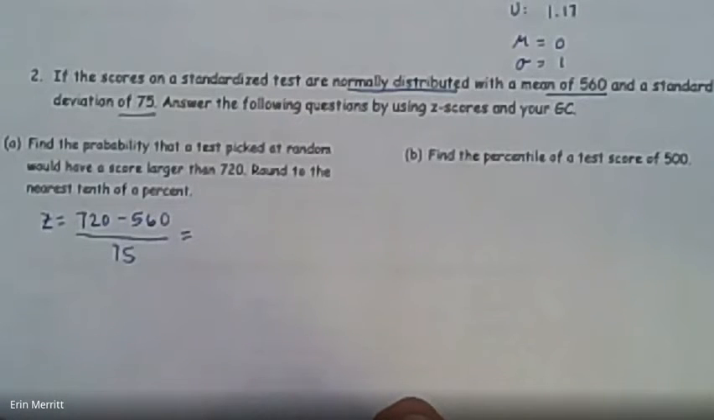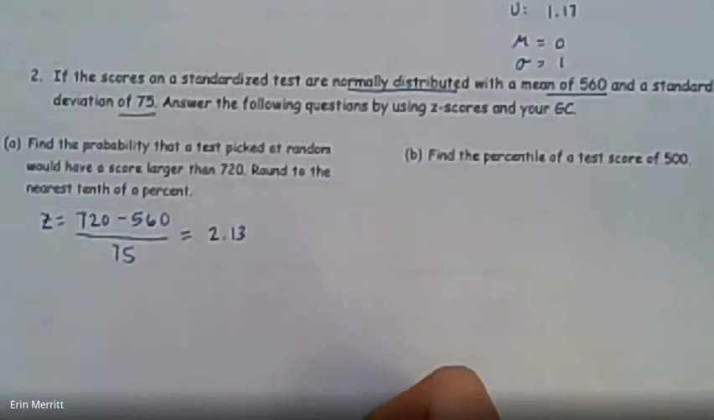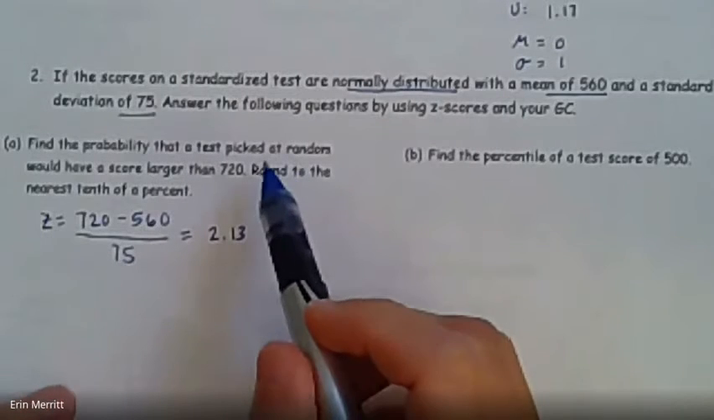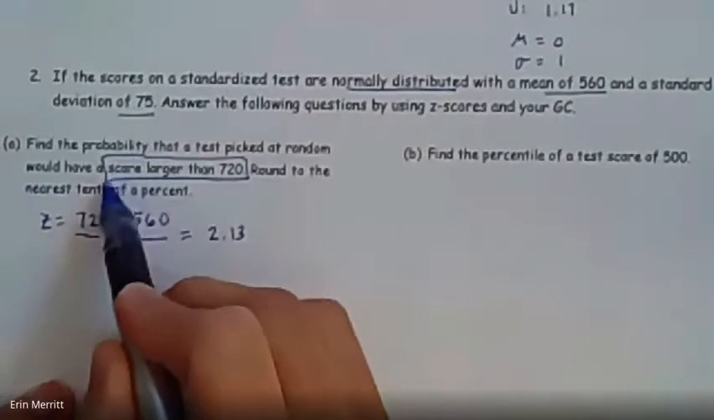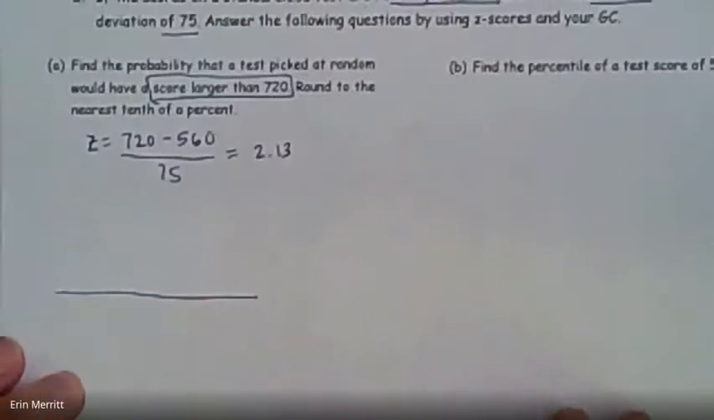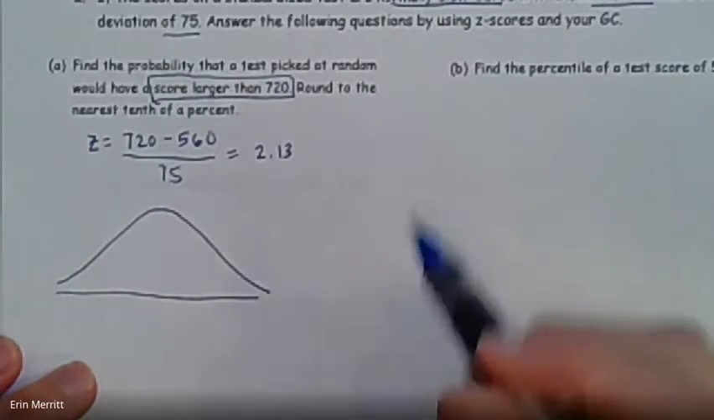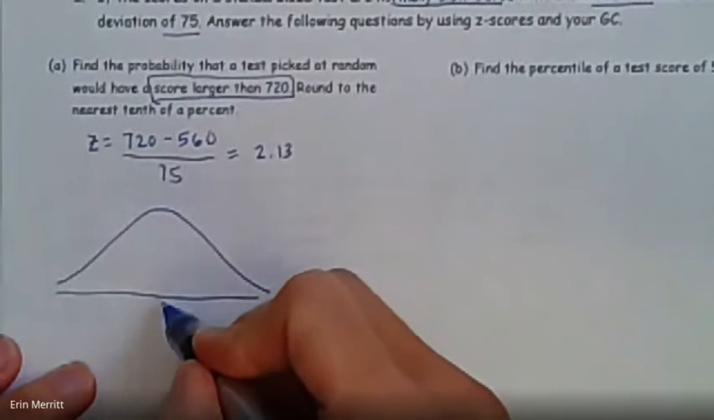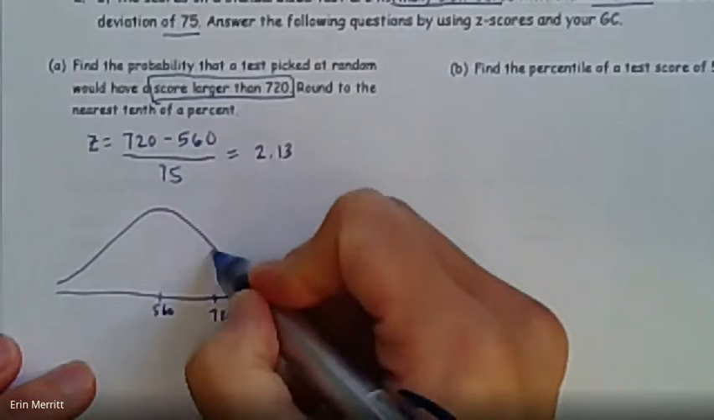What that should come out to be is about 2.13. And now when it says find the probability that a test picked at random has a score larger than 720, I want to see a visual here. So get your best drawing skills on, because I want to see them on your homework and I want to see them on the test. If here is the mean at 560, 720 would be above it, and then we want anything above that. So that's a really good score here.